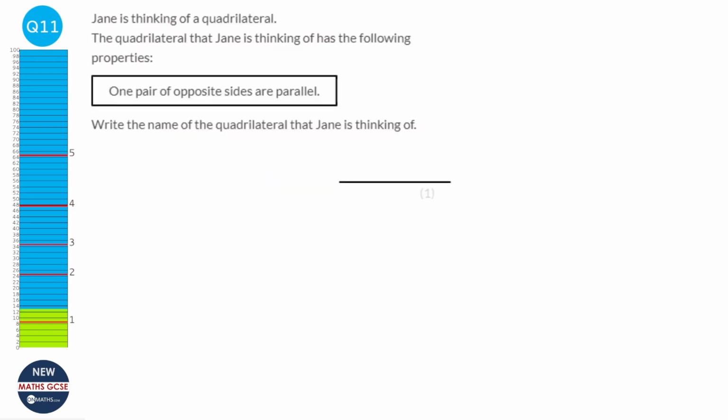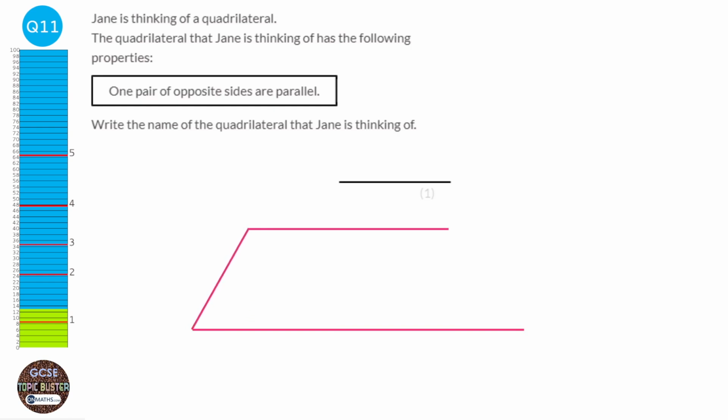If we tried to draw a quadrilateral with a pair of parallel sides, and then it's a quadrilateral, so join them up, it's got 4 sides, then the shape we draw will always be a trapezium. So our answer is that it is a trapezium. Now you might think that a rectangle and square does have one pair of parallel sides, but it actually has 2 pairs of parallel sides. The definition of a trapezium is it has just one pair of parallel sides, and any quadrilateral that has one pair of parallel sides is a trapezium.